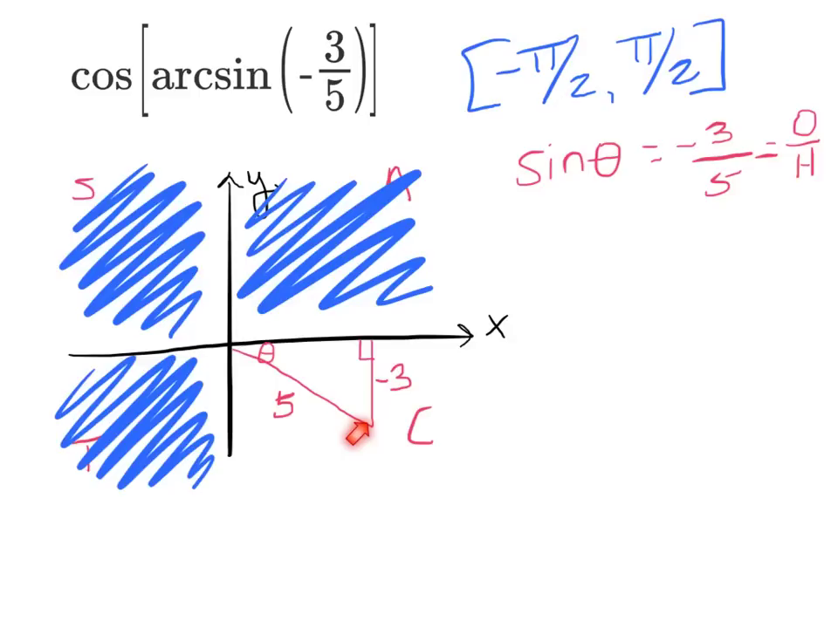We can use the Pythagorean Theorem to find the third side, or we can recognize that this would be a 3, 4, 5 triangle. And the cosine of that angle, right, that's adjacent over hypotenuse, would be 4 over 5. And that's it.